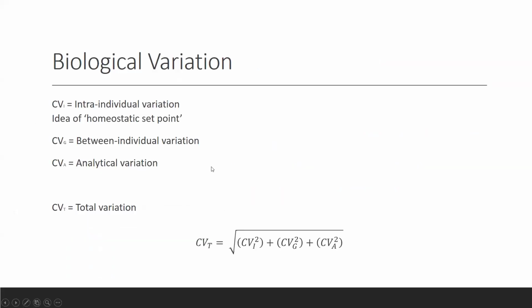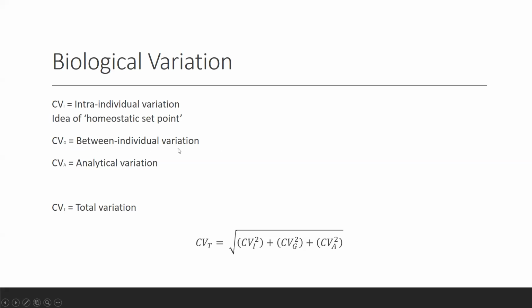So biological variation has two components. The first is described here as CVI, which is the intra-individual variation. This suggests that every individual has a homeostatic set point, an average value that a particular analyte is in their body, and it fluctuates around that value in health. A good example is creatinine, which may fluctuate by a few micromoles per litre throughout the day in health. Those fluctuations are dependent largely on fluid intake and activity, but the average value is determined by muscle mass and renal clearance.